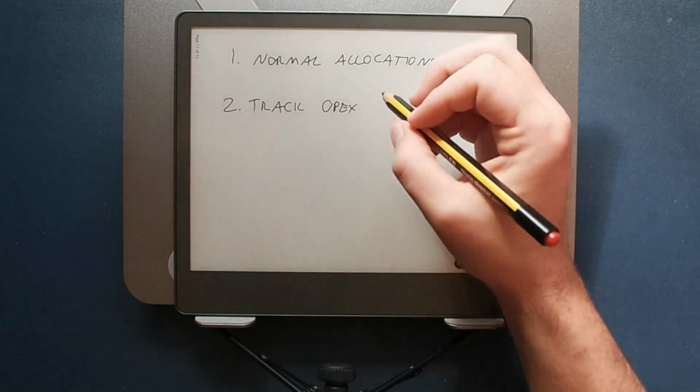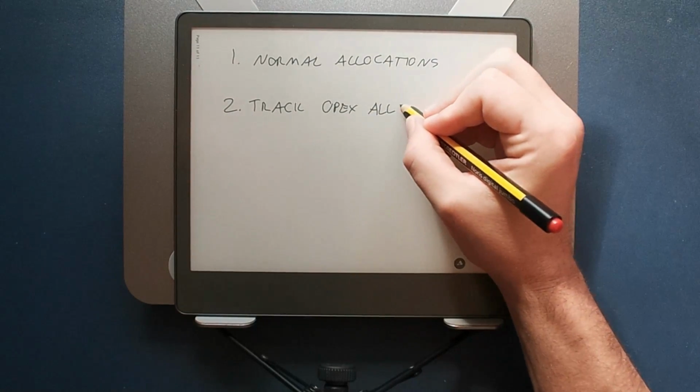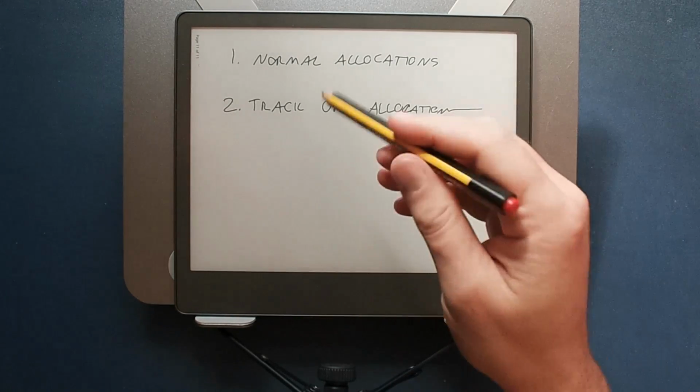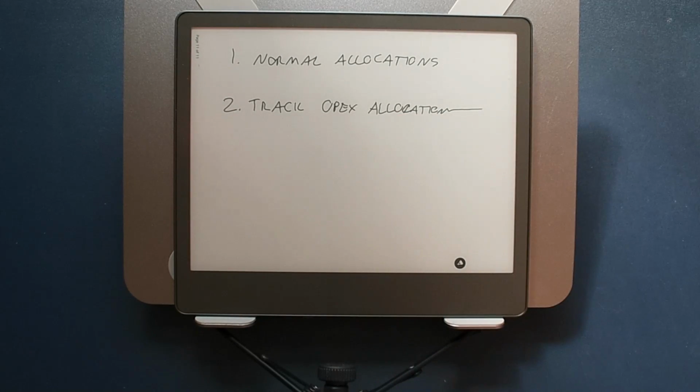So what you have to do instead is track those allocations over the course of the month, regardless of how much you've spent. So if you transferred over $100 to OpEx, track that somewhere, put it in a spreadsheet. Then even if you spend some of that $100, if then you go put $500 in OpEx, track that too. So now you've put a total of $600 into OpEx.